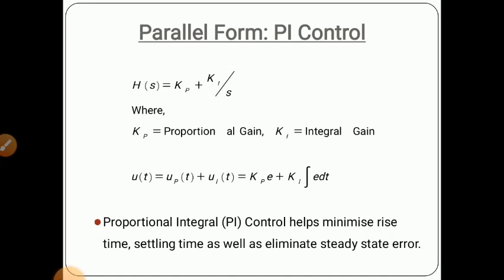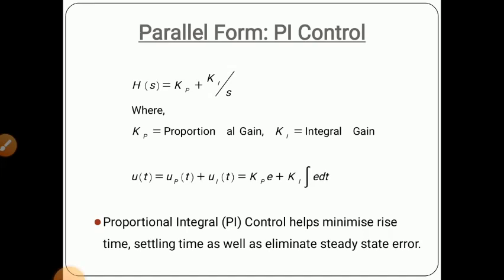If we write the equation of output, u of t is equal to the addition of both outputs, up of t plus ui of t. It is Kp into e, the proportional constant into error, plus Ki into the integration of e dt. So this is the equation of output.